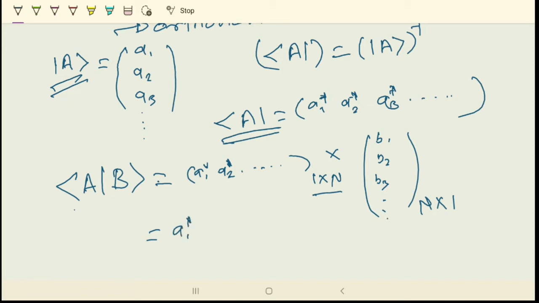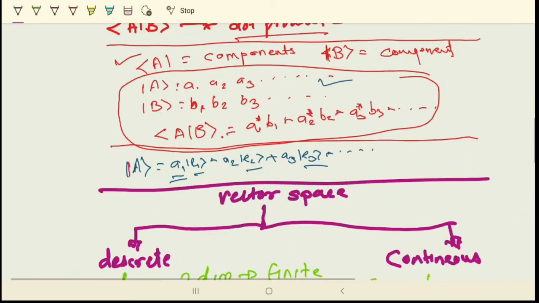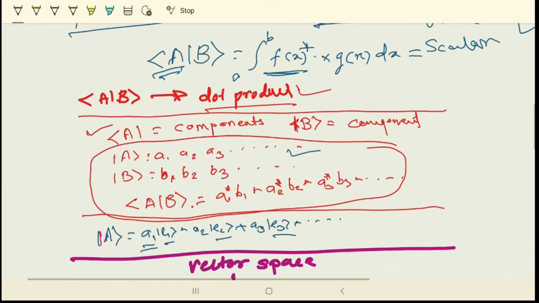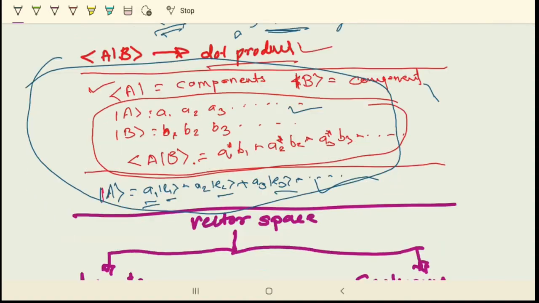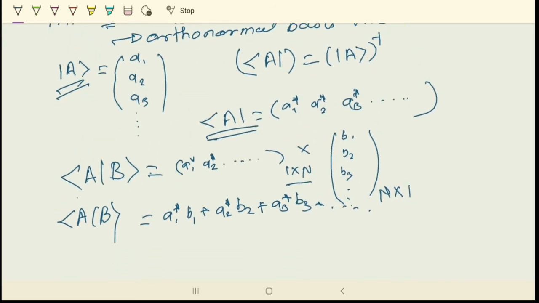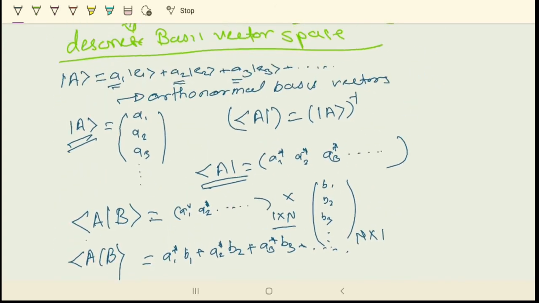A1 star B1 plus A2 star B2 plus A3 star B3 and so on and so forth. This is my inner product. That's what we required, right? We require something to mimic a dot product representation. Something like this, so this mimics a dot product like thing.